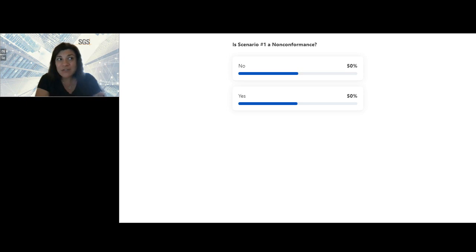You can actually render it uncalibrated. So then you have a tool that's being used, but it's improperly being used. So in this question, is this a non-conformance? The answer is yes, it is non-conforming. And if an auditor were to see that, even an internal auditor, this would require you to raise a non-conformance.